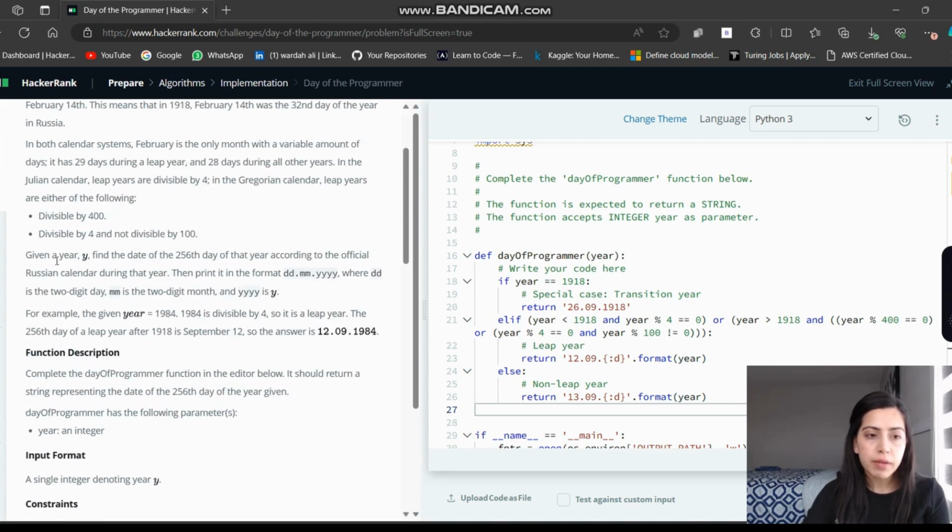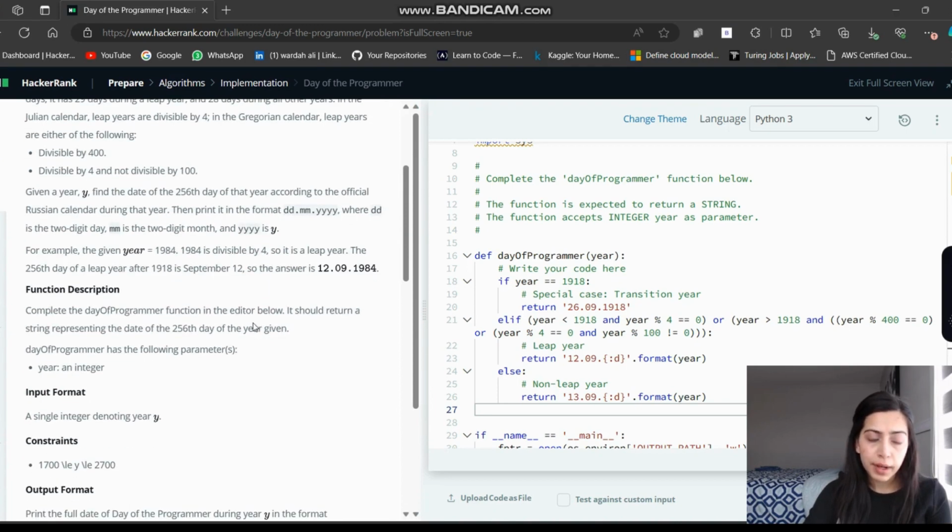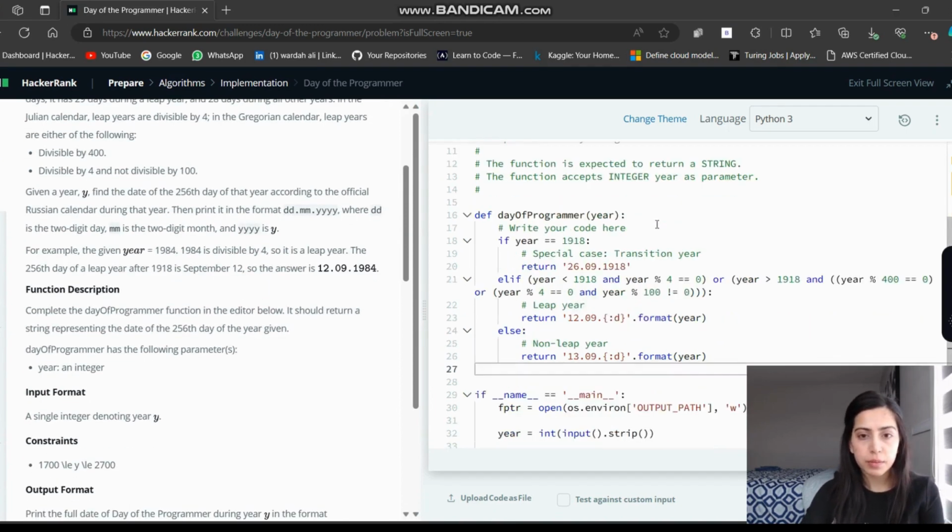So we will be given a year and we have to find the 256th day of the year according to the official Russian calendar during that year. Then we just have to print the date in this format. So let's get to the coding part and see how we solved this problem.